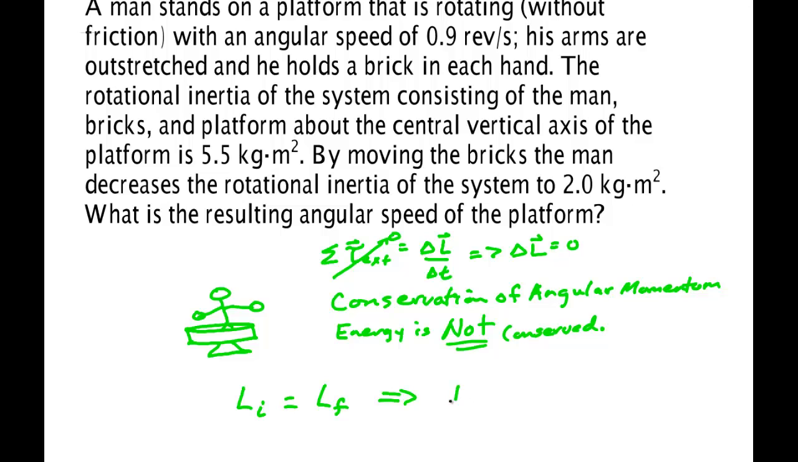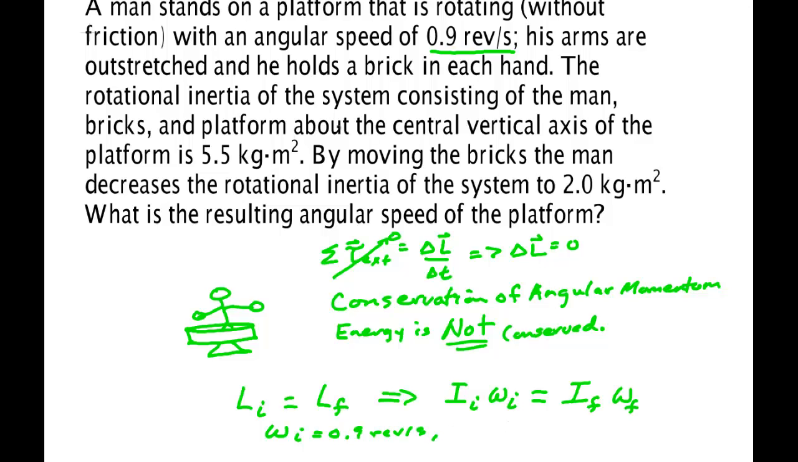And we can write that as the initial moment of inertia times the initial angular speed, and that has to equal the final moment of inertia times the final angular speed. Now, in this problem, they've given us all of this information. The initial speed was 0.9 revolutions per second. Now, I will admit that in most cases you want to convert that to rads per second, but because of the way this problem works out, it's not going to be necessary, and I'll show you that in just a second. So omega i is 0.9 rev per second.